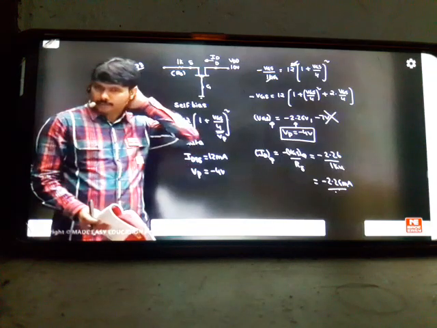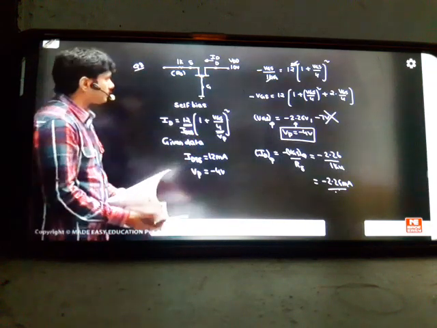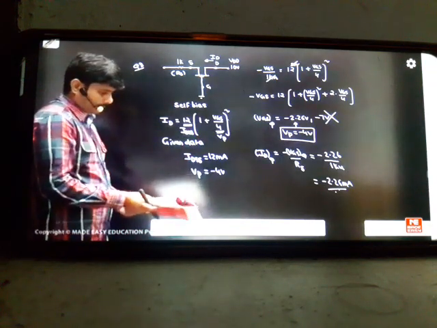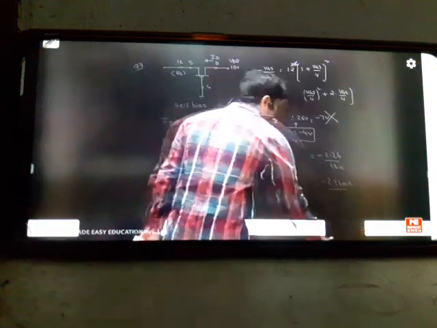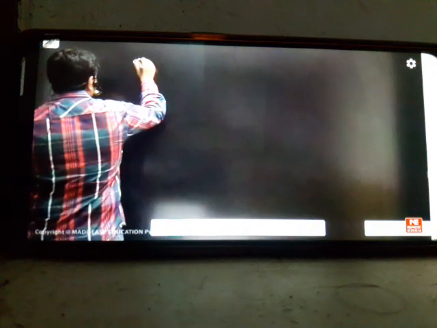Question 9 we will do. Concept number 9, question number 9. It's a GATE 2014 question. Let us see how to tackle it. Carefully see the problem.